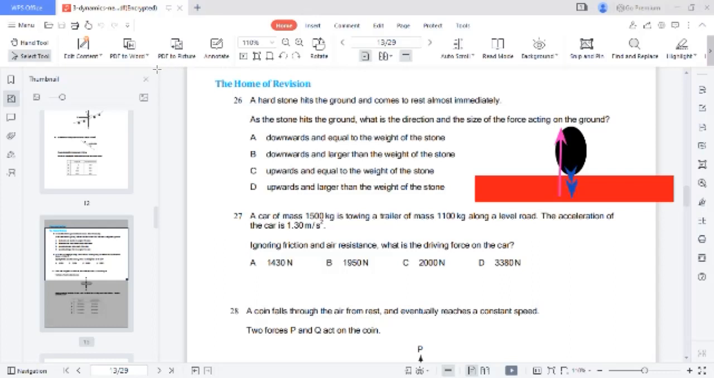When the stone hits the ground, it is applying some force in the downward direction. Its direction is downward, and the size of the force on the ground is actually its weight plus, since it is already in a state of motion, due to motion it will have some extra momentum. The rate of change of momentum is also a force, so there would be some force as well.